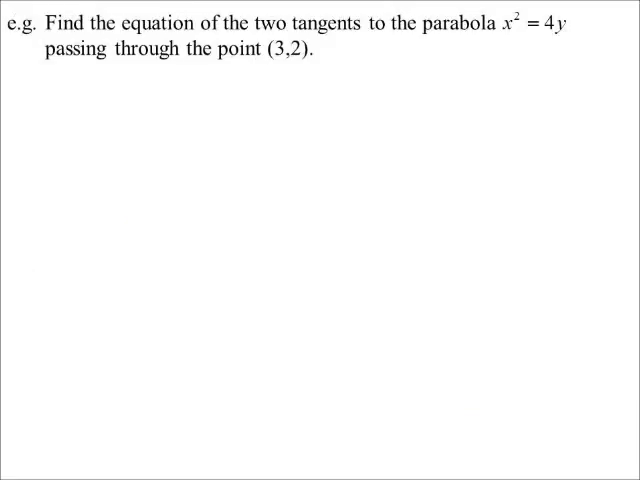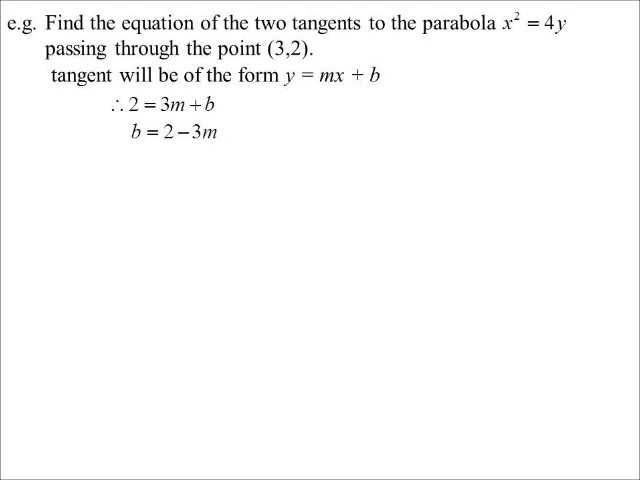Here's the same question as yesterday. Yesterday I did it using parametrics. Today I'm going to use the Cartesian idea. Now I know the tangent will be of the form y equals mx plus b. So therefore 2 equals 3m plus b, because I know the point (3, 2) is on the tangent. It's on both tangents. I'm going to rearrange that and make b equal to 2 minus 3m.